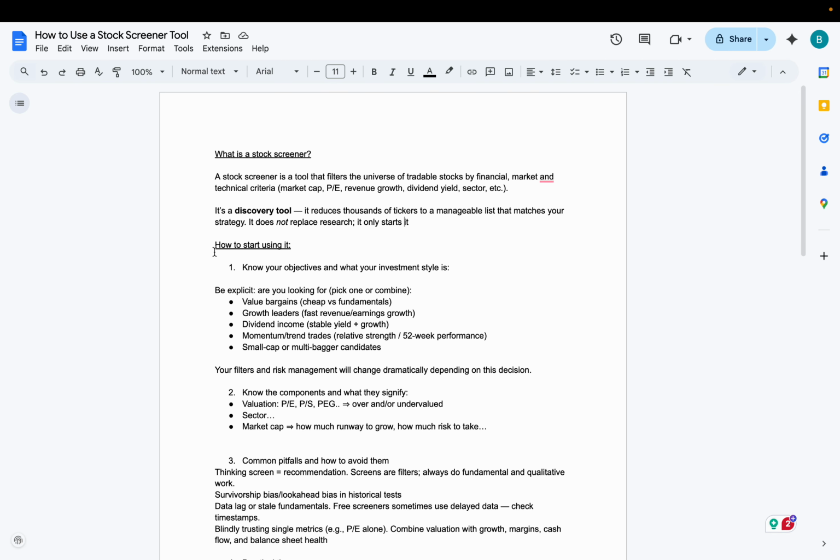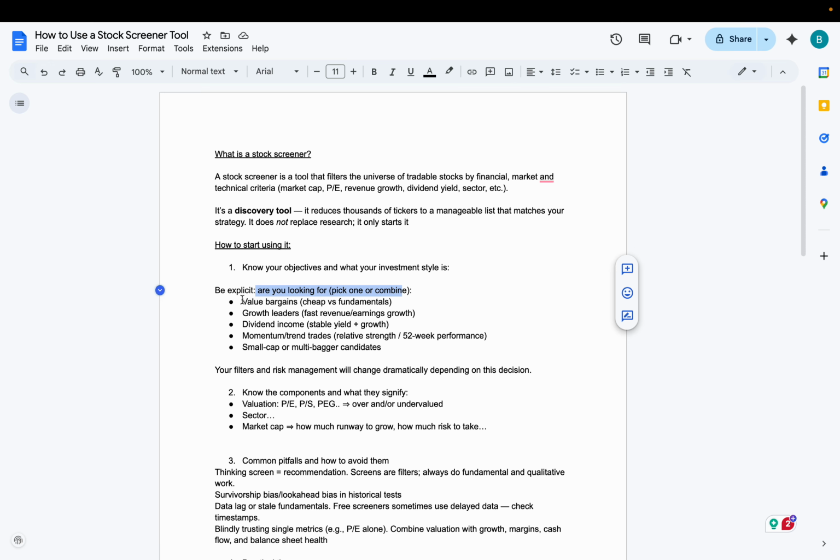So how do you start using a stock screener? Number one is to know your objectives deep down and know what your investment style is. You need to know your risk appetite very well, how much cash you have set aside to grow your investment, what your age is, how much runway you have, whether this is your only income source, and things like that. All of this will ultimately boil down to what you are looking for. There are certain niches of companies that you can invest into.